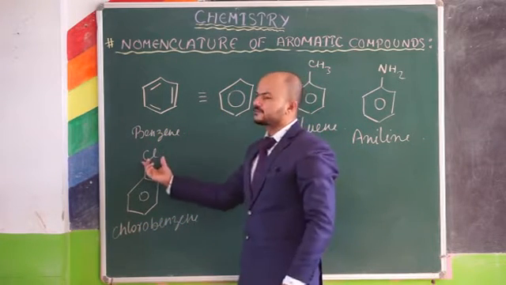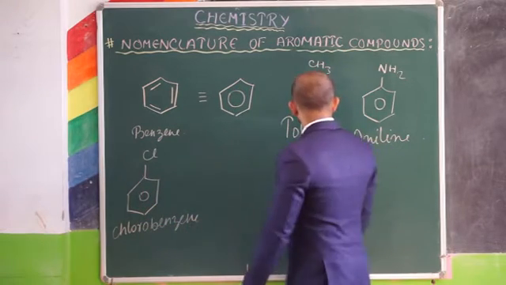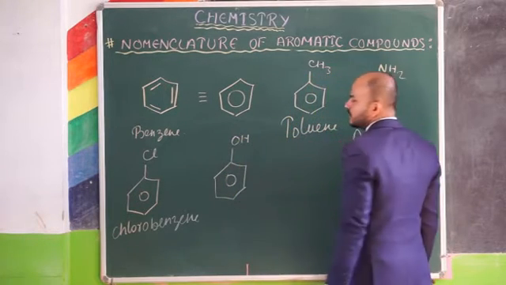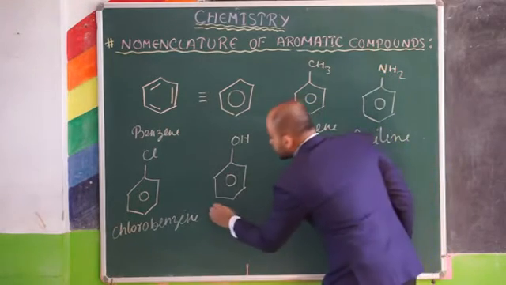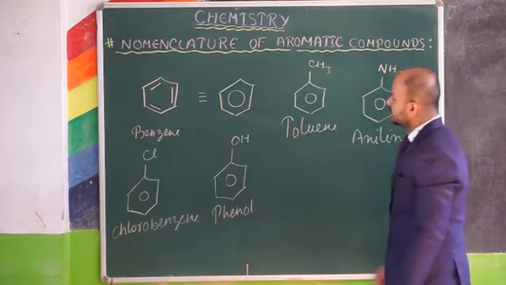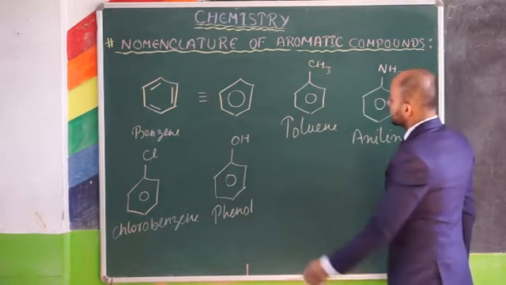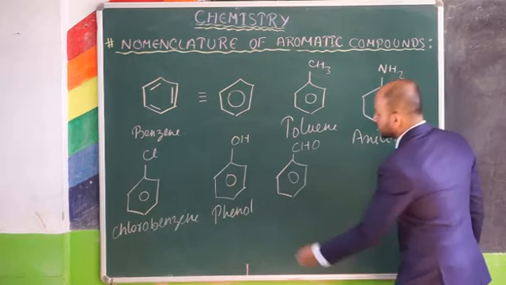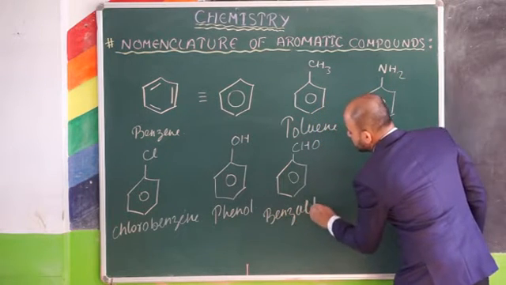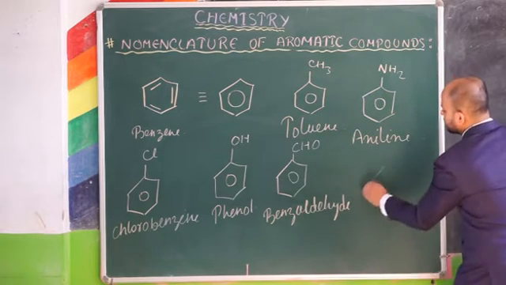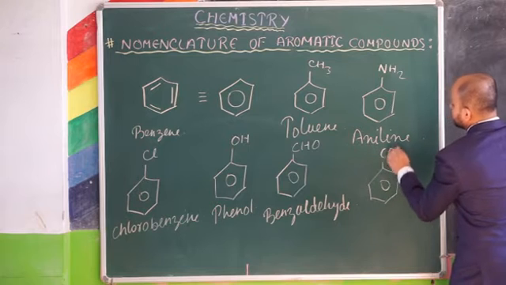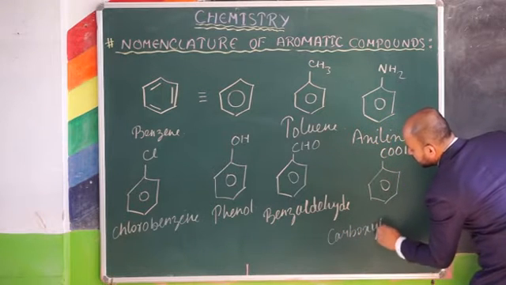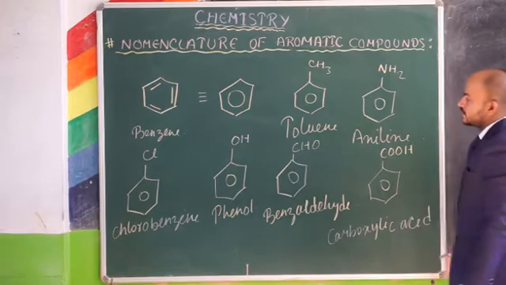If instead of chlorine you have bromine, then it will be bromobenzene. Similarly, if you have a benzene ring with an OH group, then the name of this compound is phenol. So chlorobenzene, phenol, toluene, aniline, and similarly, if you have an aldehyde group in the benzene ring, its name is benzaldehyde. Similarly, whenever you have a carboxylic acid group in the benzene ring, then its name is what?